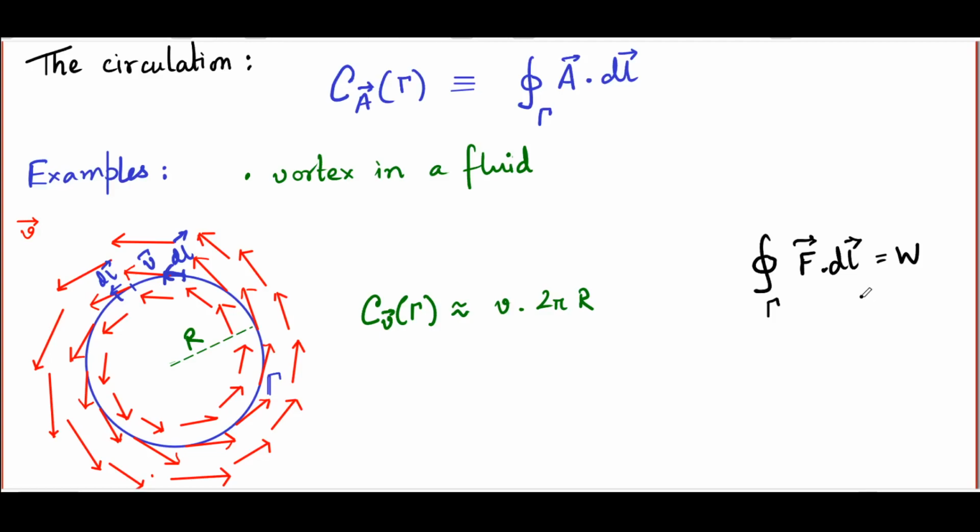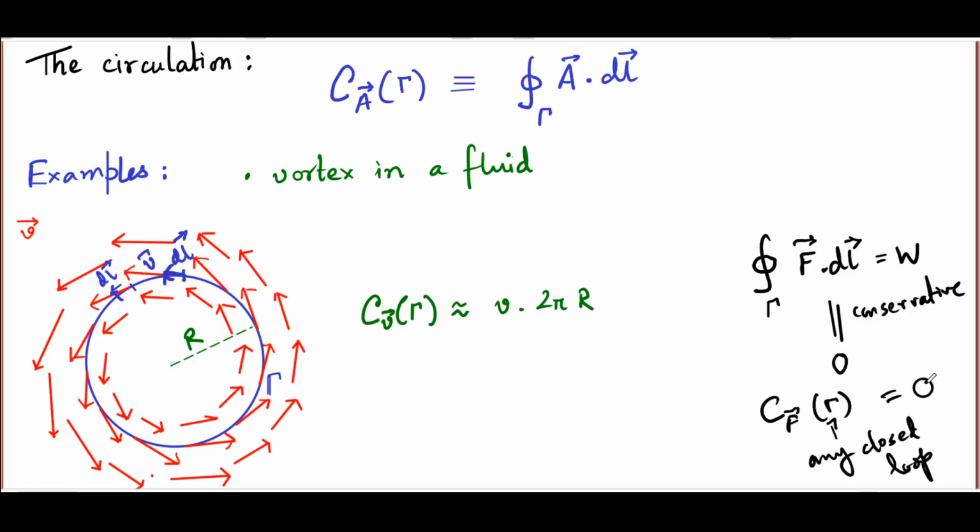Now, if this force happens to belong to a special class of forces called conservative forces, then for conservative forces and conservative forces only, this line integral, no matter which curve you take, happens to take a value 0. So the circulation of a conservative force field about any gamma, any closed loop, must vanish. Now that doesn't mean that this is 0 for any force field. This is a very special kind of force field that we are talking about, conservative force fields.